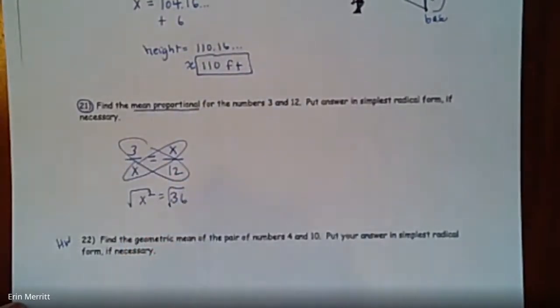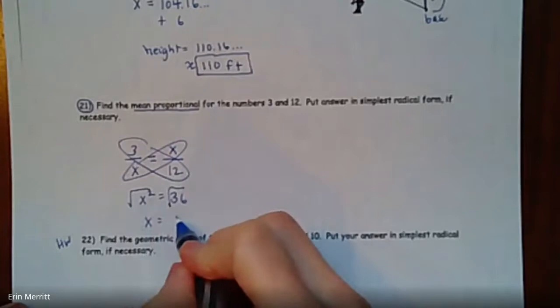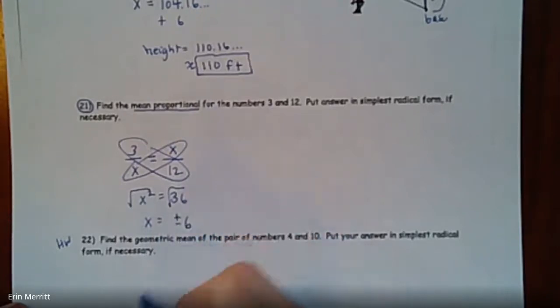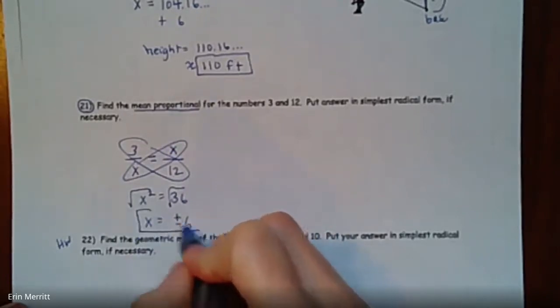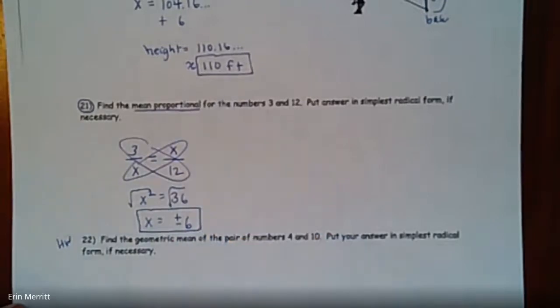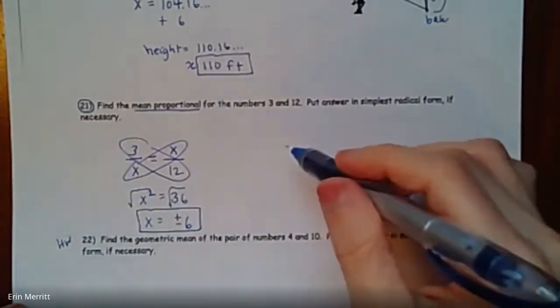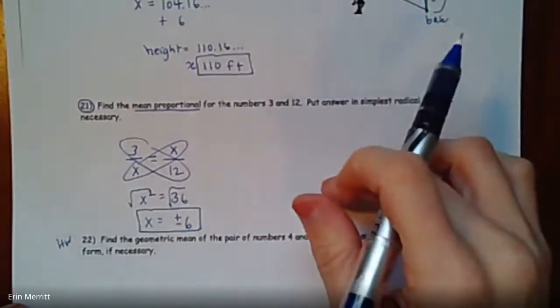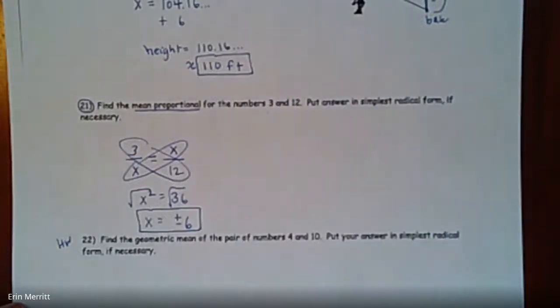This one technically has 2 answers. So it's positive 6 and it's negative 6. We only ditch the negative when it's a diagram and we can't have a side length be a negative. Otherwise, keep the negative in the answer.